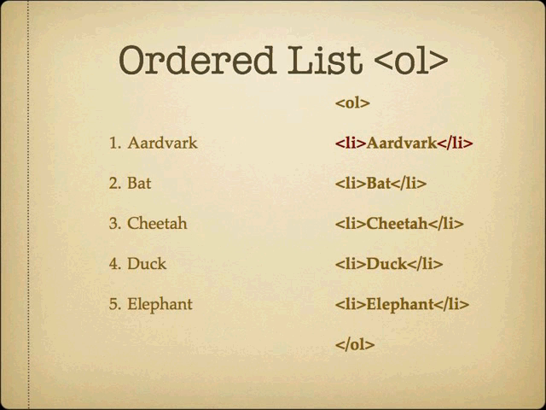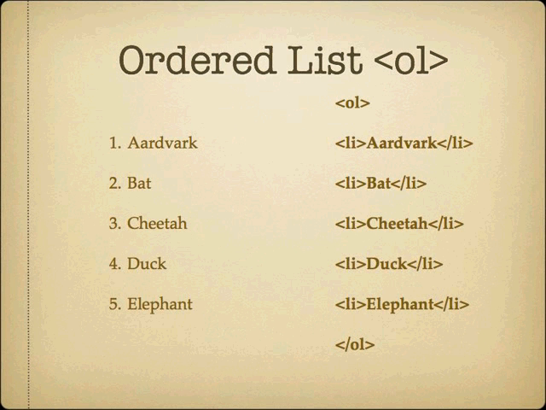We start with the first list item, which is aardvark. So we have li aardvark /li. Again, it's important to close off the tag that you open. So next up we have li bat /li. That gives us the next list item. We have li cheetah /li, li duck /li, and li elephant /li.